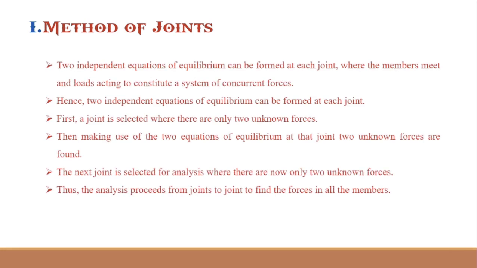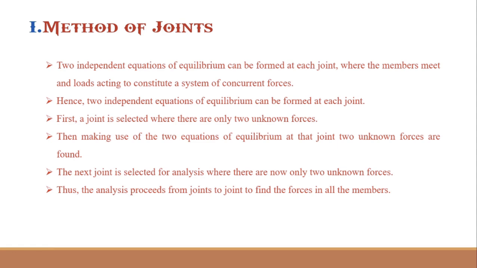A truss problem is given. Assume a stable form of truss is there, and loads are acting on it. Because of those loads we have to find the forces in each member, and tell the nature of the forces, whether it is tension or compression. When we solve the problem I'll tell you. So what is the method? Two independent equations of equilibrium can be formed at each joint where the members meet and the loads act, since they constitute a system of concurrent forces. Hence two independent equations of equilibrium can be formed at each joint.